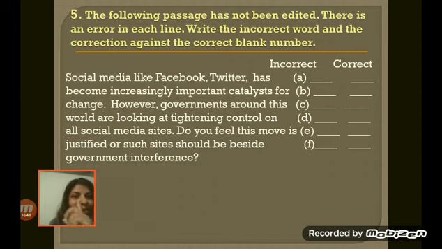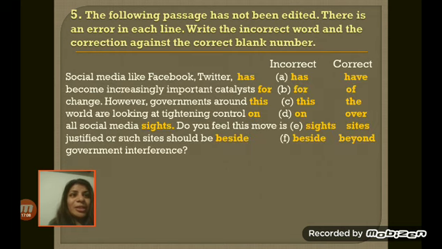Okay, I will tell you when we come to the answers, I will tell you what I had planned here. यहाँ पे वो चेंज नहीं किया मैंने. Anyway, so do you feel this move is justified, or such sites should be beside government interference? Beside government interference? Beyond, है ना, beyond government interference. ठीक है, अब बताती हूँ आंसर्स तो आपको पता चलेगा.